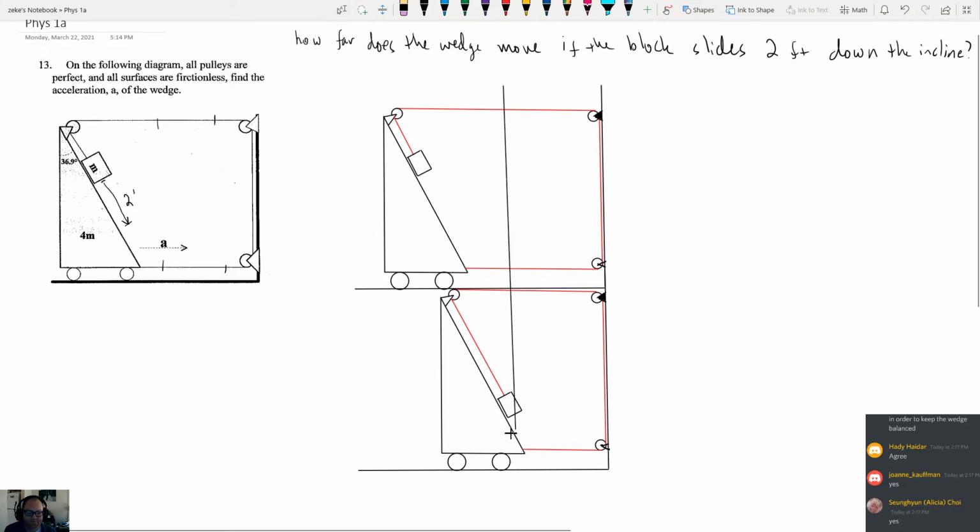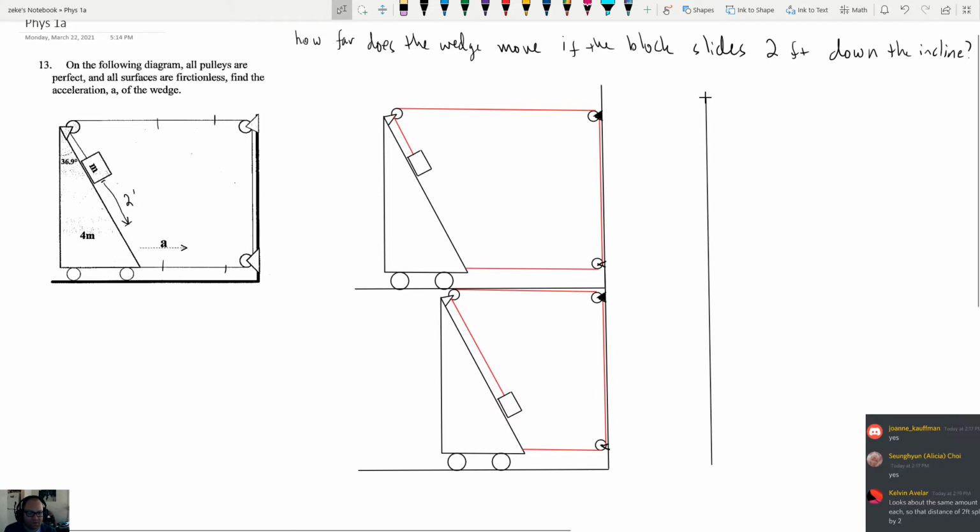What do you think? Did I have to make both of them shorter by the same amount? Yeah, right? Okay. So now we know it looks like about the same amount each, so that distance of 2 feet is split by 2. That's exactly right.